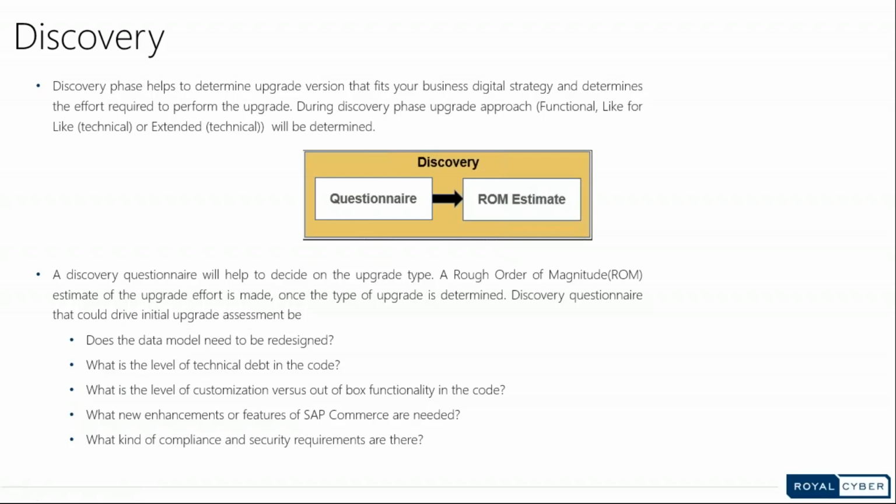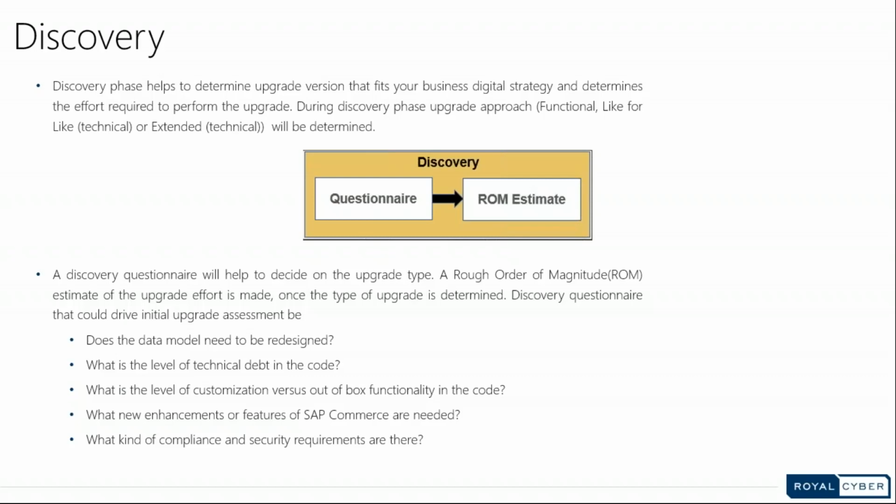So during the discovery phase, we will determine the upgrade version that fits your business digital strategy and the effort required to perform the upgrade. During the discovery phase, we will create a questionnaire that drives the initial upgrade assessment, and we will arrive at a rough order of magnitude estimate of the upgrade effort, once the type of the upgrade is determined.